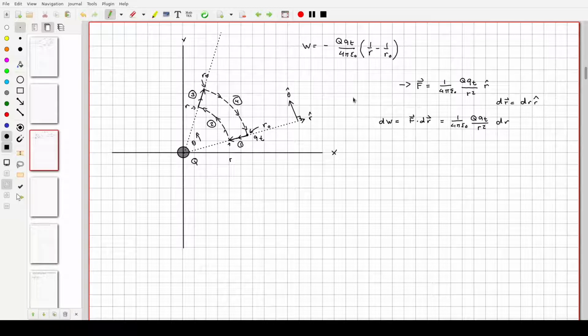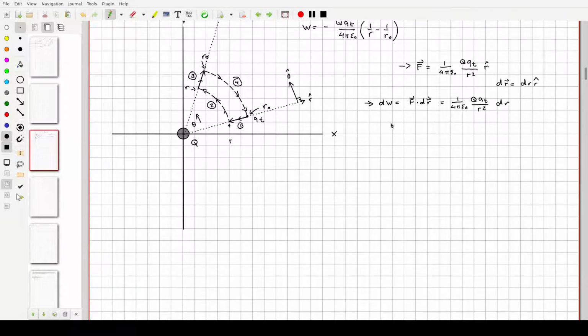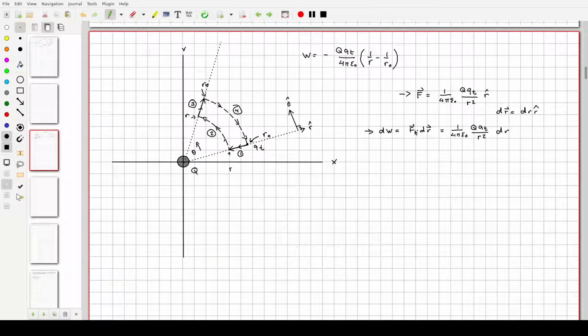All right. So that said, I'd like to remind you about the definition of this differential work here. It's F dot dr. So let's talk about our drs. In 1 and in 3, the force and dr line up. So this would be the direction of dr. Here, this would be the direction of the force as well.